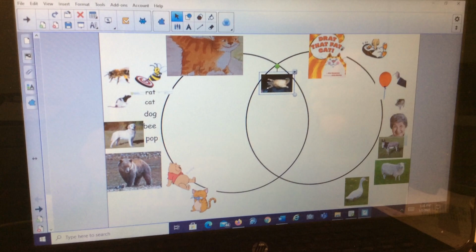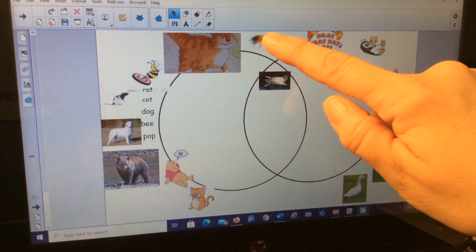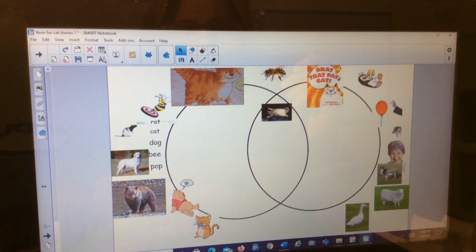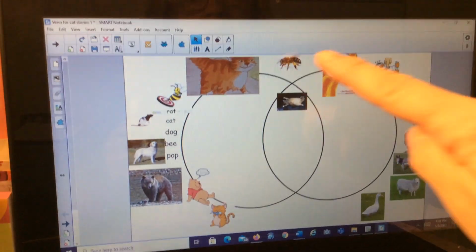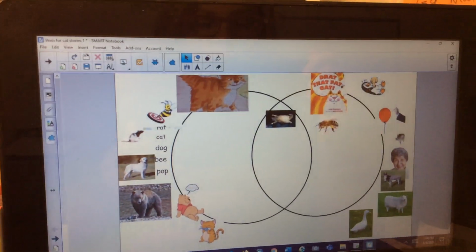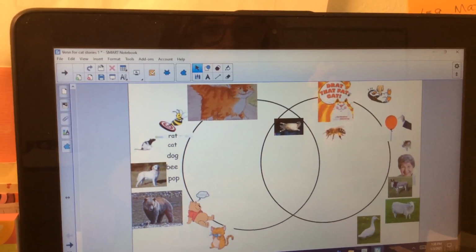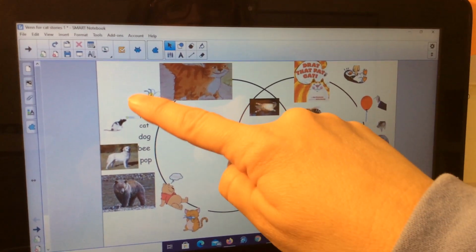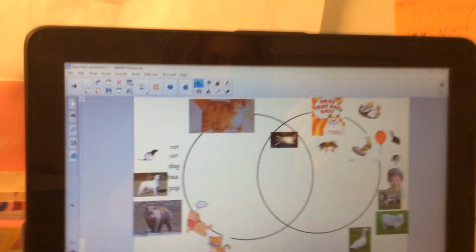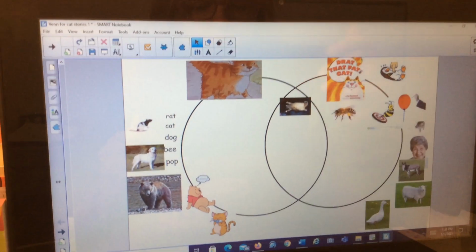Okay, let's go to the next picture. This is a picture of a bee. Which story had the bee? That's right, it was Drat That Fat Cat. The cat swallowed the bee, remember? And then he forgot about what bees do. What do bees do? They sting. So that's why I moved that one over there. Okay, sorry, this is wiggly.